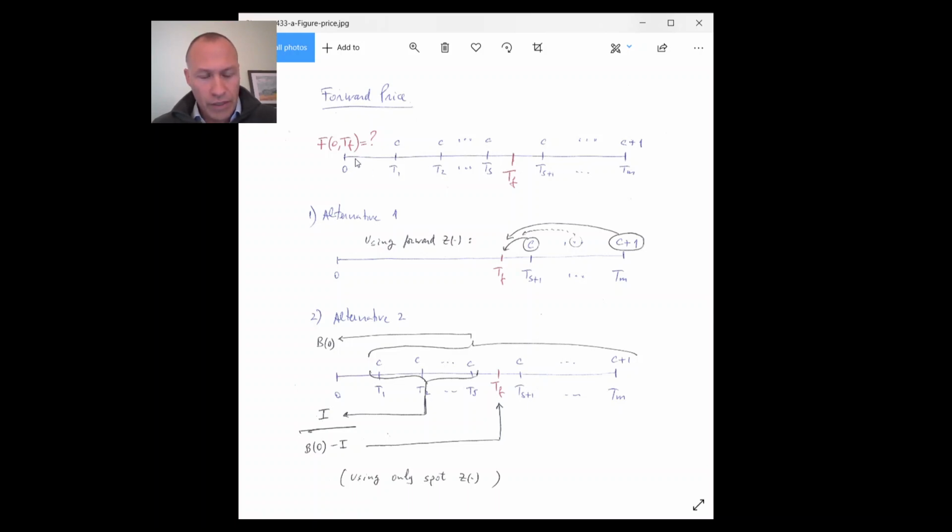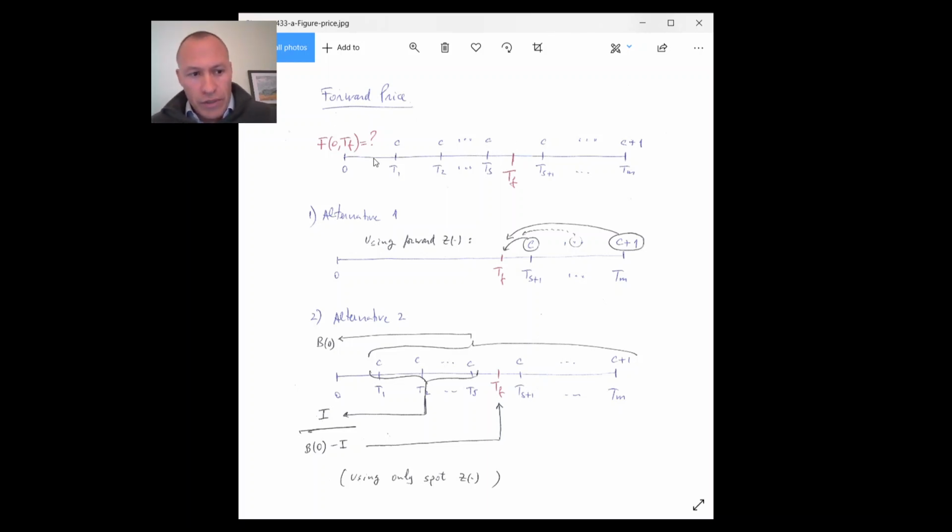You have a bunch of dates, T1, T2, TS, TS plus 1, TM, and so on, where the underlying bond pays cash flow. So this is the coupon of the bond, right? What we want to do is determine the initial forward price with a contract settlement date of TF. So this TF will be sometime in the future between coupon payment dates.